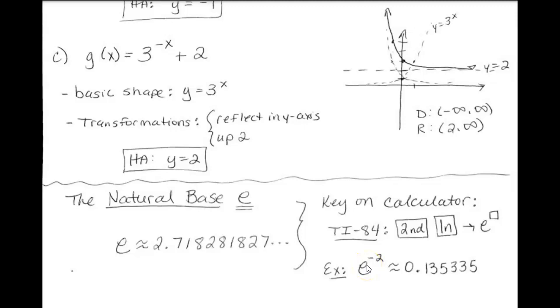So if you needed to evaluate, say, e to the negative second power, you would hit second LN, and this would come up on your screen, and then inside of the box, you would type in the negative 2, using the negative in the parentheses at the bottom of your keyboard. So typing in negative 2 and pressing enter should give you this result.